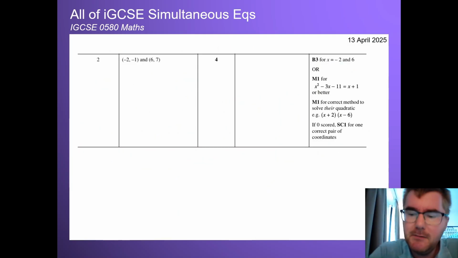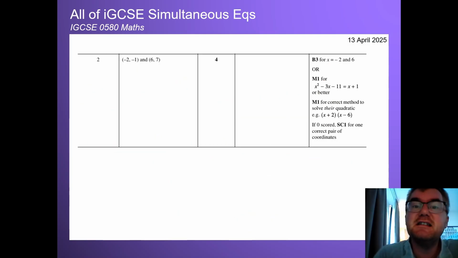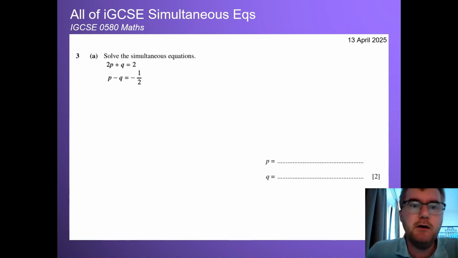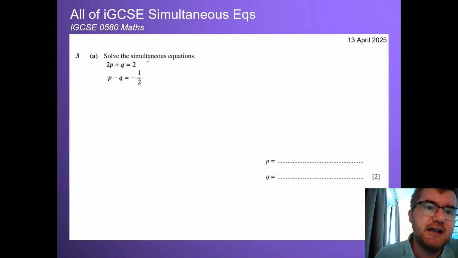So we've got 2 answers, minus 2, minus 1 and 6, 7. Right, on to question 3a. Now, this is a pretty tricky one, but we're going to be using some of the ideas we've already seen. The first part is kind of standard here, so we're going to solve this simultaneous equation.